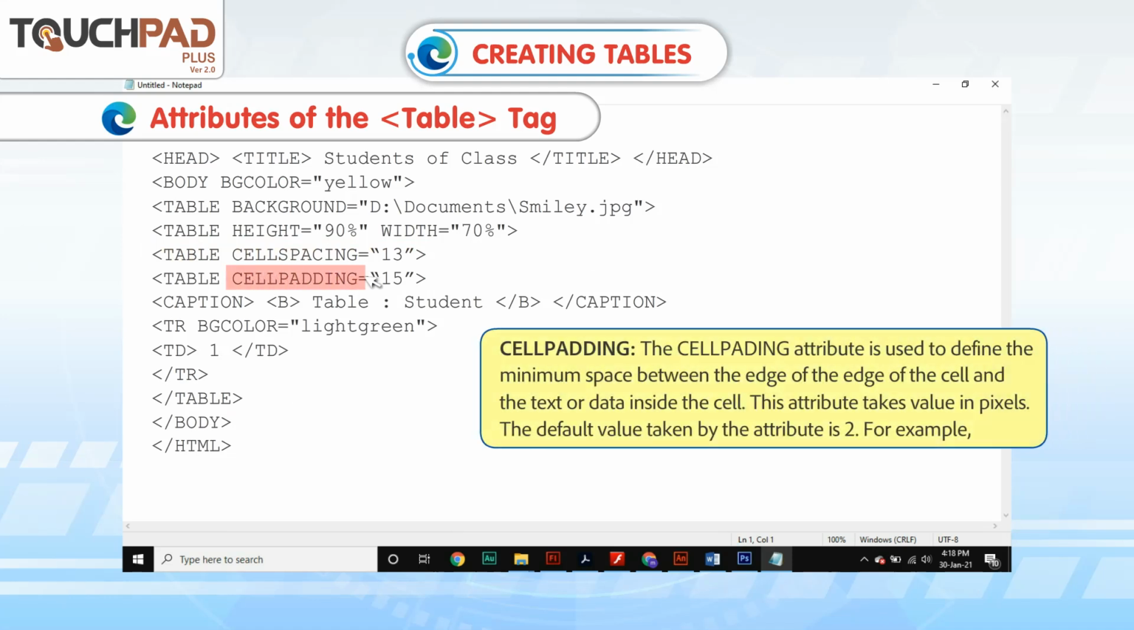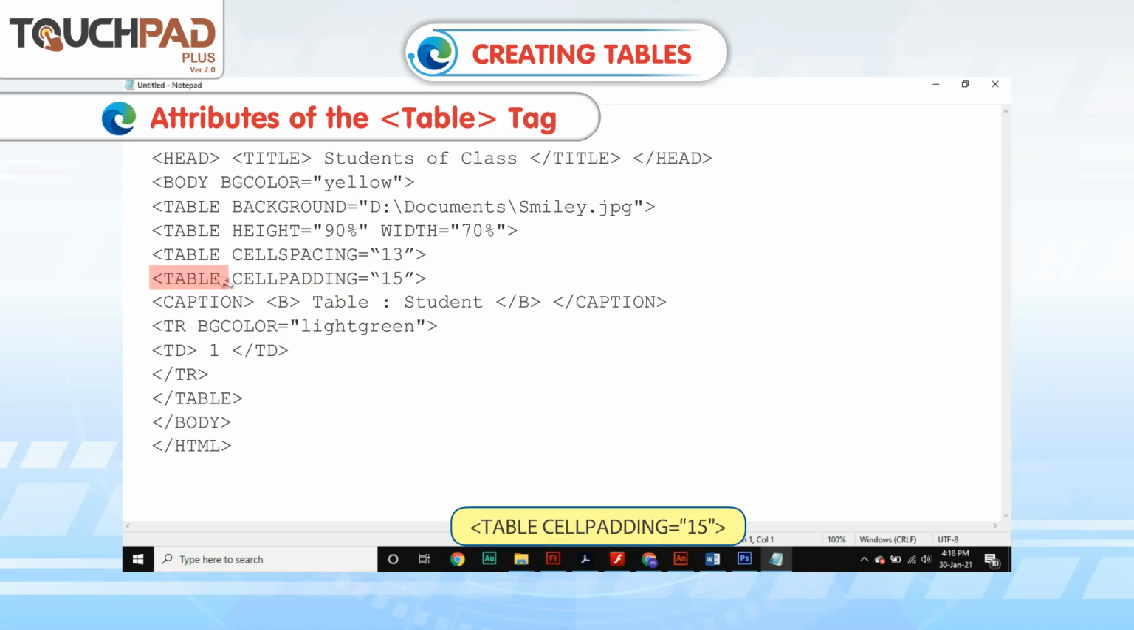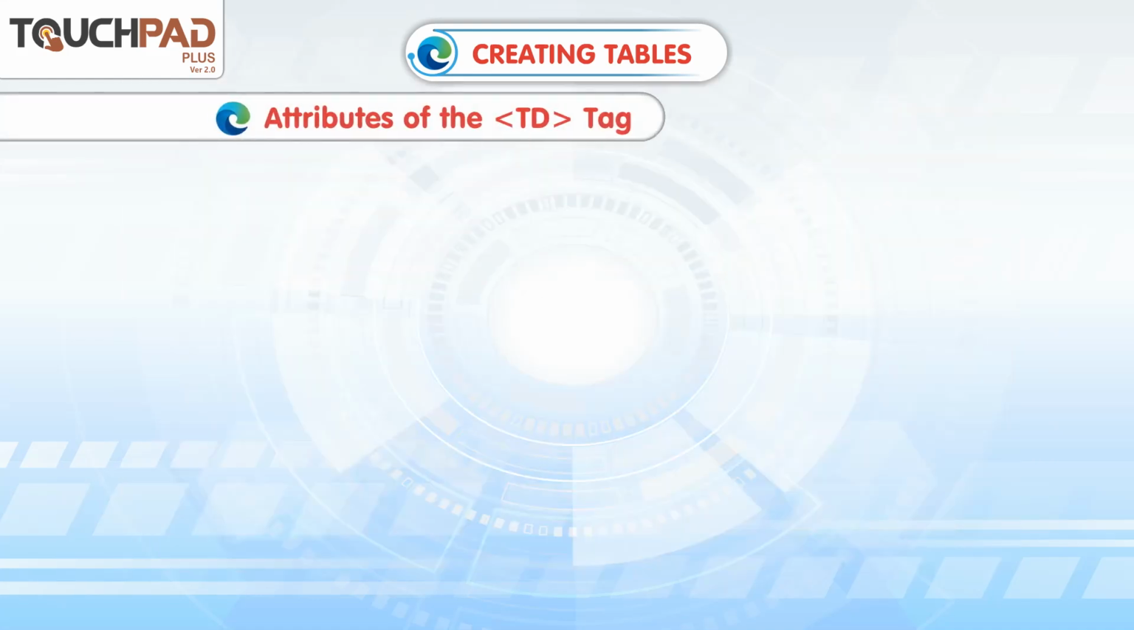Cell padding. The cell padding attribute is used to define the minimum space between the edge of the cell and the text or data inside the cell. This attribute takes value in pixels. The default value taken by the attribute is 2. For example, <table cellpadding="15">.